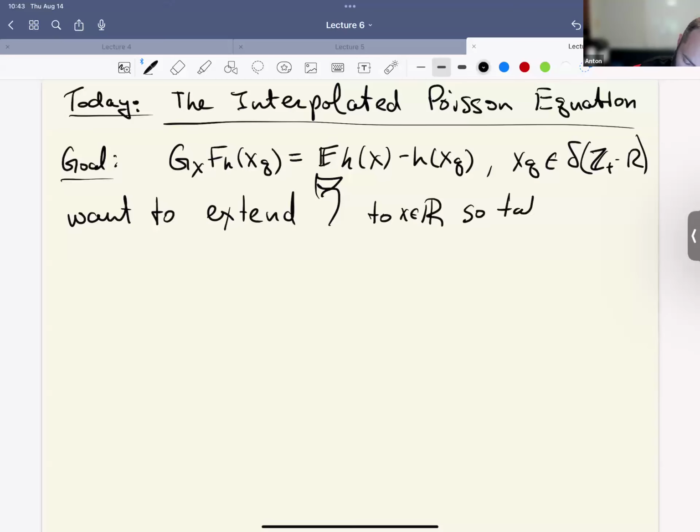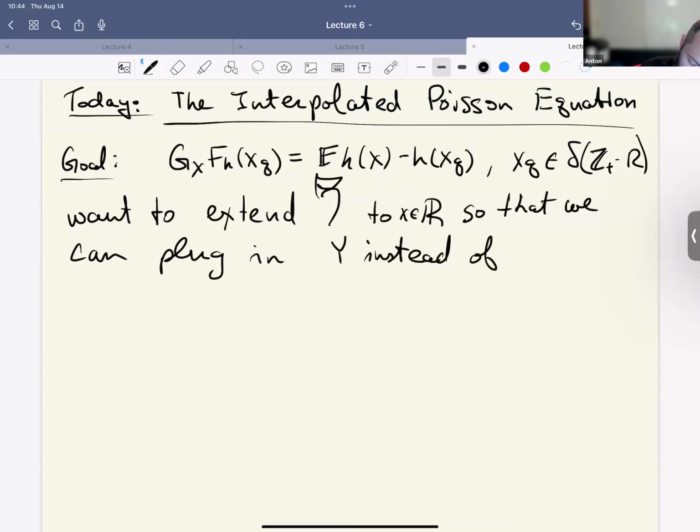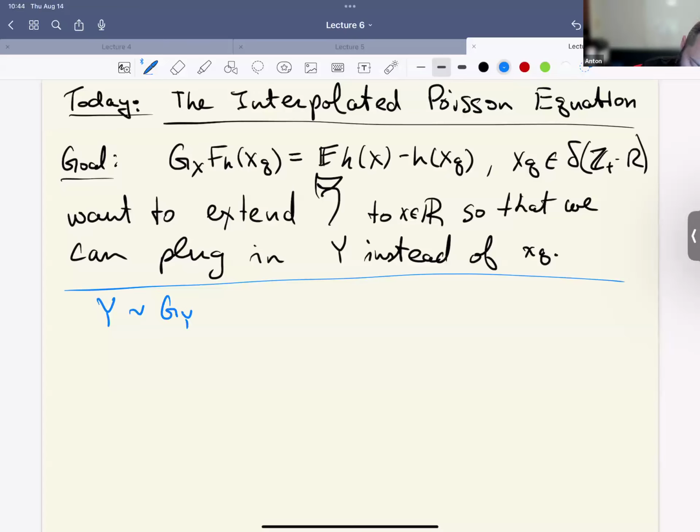so that we can plug in y instead of x sub q. And then just for the sake of being self-contained, y in our case is a normal 0. Well, it doesn't have to be. Y corresponds to the generator.